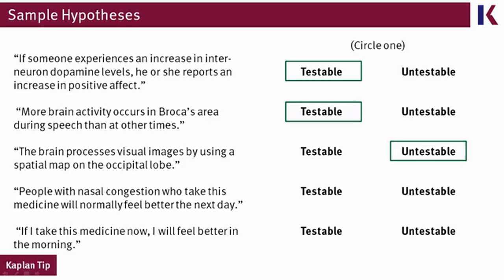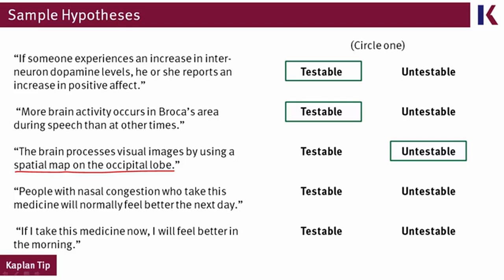not measurable. If the hypothesis is that the brain makes a spatial map on the occipital lobe, there's no way we can measure that. We can't go inside your brain and look at your occipital lobe exactly, at least not with current technology. And importantly, even if you could, the phrase processing visual images is very tough because the term processing is not very well defined.